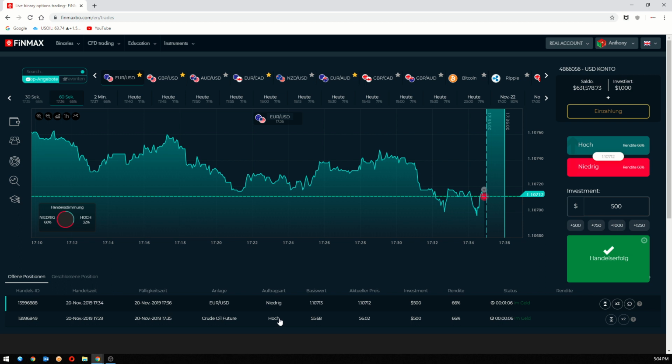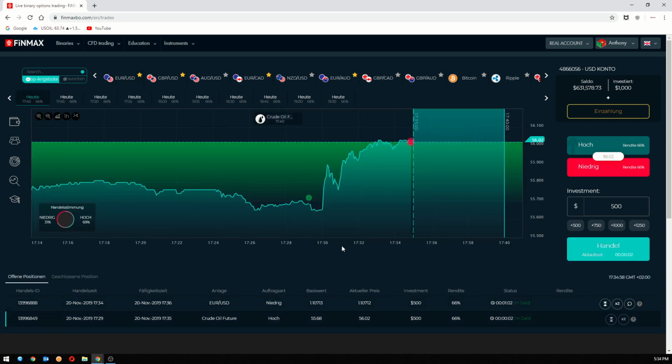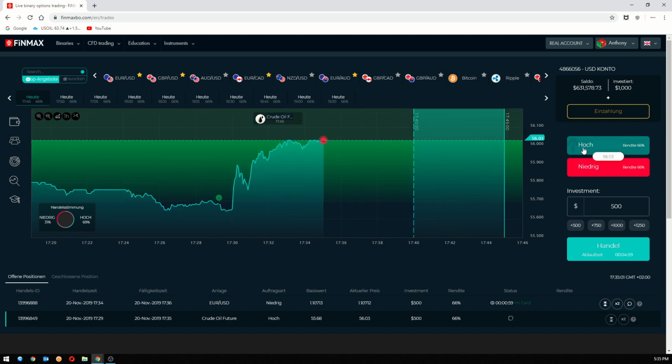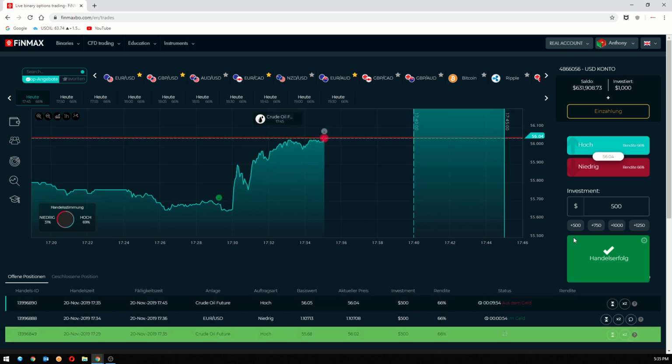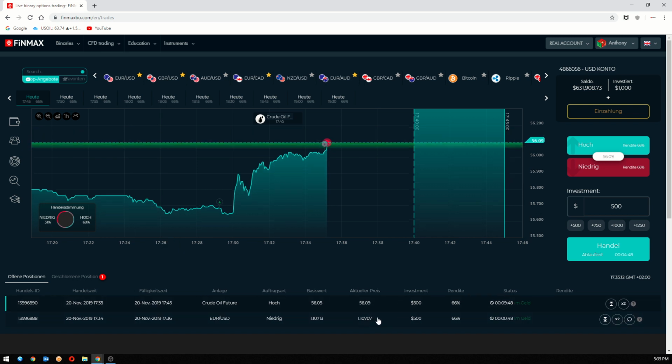Okay, so for the oil trade, let us do it like this. I'm making the decision for the crude oil to go up. It will last 10 minutes. Nevertheless, I consider we still have time.